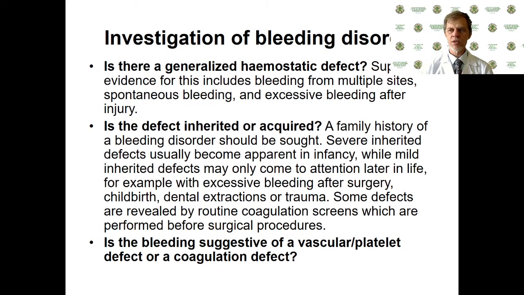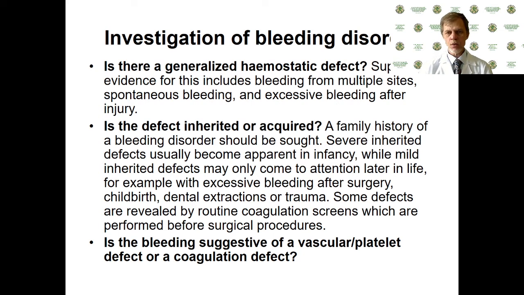So, if you have a patient with a bleeding disorder, what should you find out first of all? First question, is there a generalized hemostatic defect? What does it mean? Because hemorrhages may be local or generalized. Supportive evidence for this includes bleeding from multiple sites, spontaneous bleedings, excessive bleedings after injury. Most bleeding disorders have a generalized character, and that's why first you should find out whether it is generalized or localized. Again, if we have a patient with bleeding from multiple sites, spontaneous bleeding, excessive bleeding after injury, this is a generalized hemostatic defect.